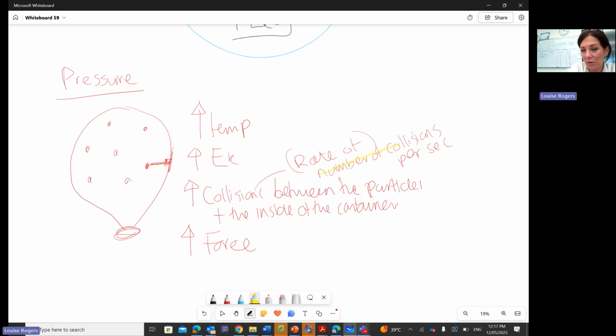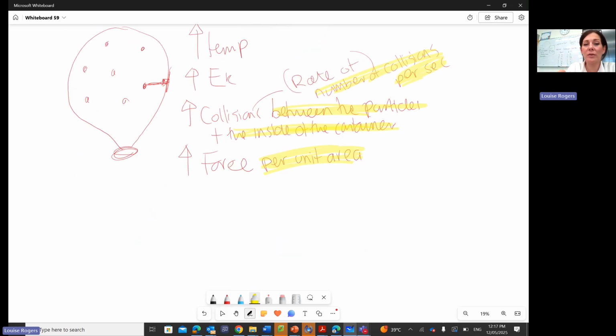So let me just highlight this. Number of collisions per second, but also the inside of the container, between the particles and the inside of the container. Got to say those as well. And then on this one, I get an increase in force because of the amount of collisions per unit area. Got to say that bit as well there, guys, per unit area. Because you'd think you'd answer the question quite well if you just put temperature, kinetic energy, increase in collisions, increase in force, but you've got to say these things as well, otherwise I'm not going to give you a mark.